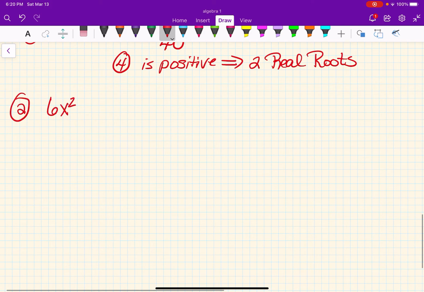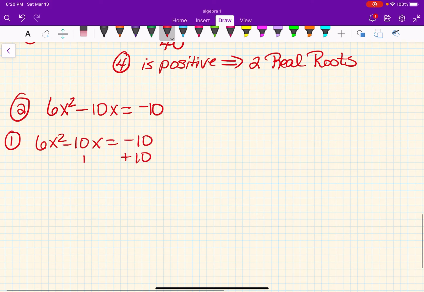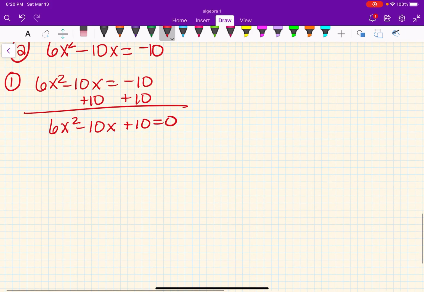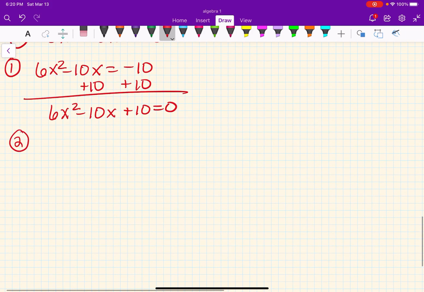6x squared minus 10x equals negative 10. First step, it's not equal to 0, so let's do that. We need to add 10 to both sides. Now we have 6x squared minus 10x plus 10 equals 0. Good. Move on to your ABC. A is 6, B is negative 10, and C is positive 10.